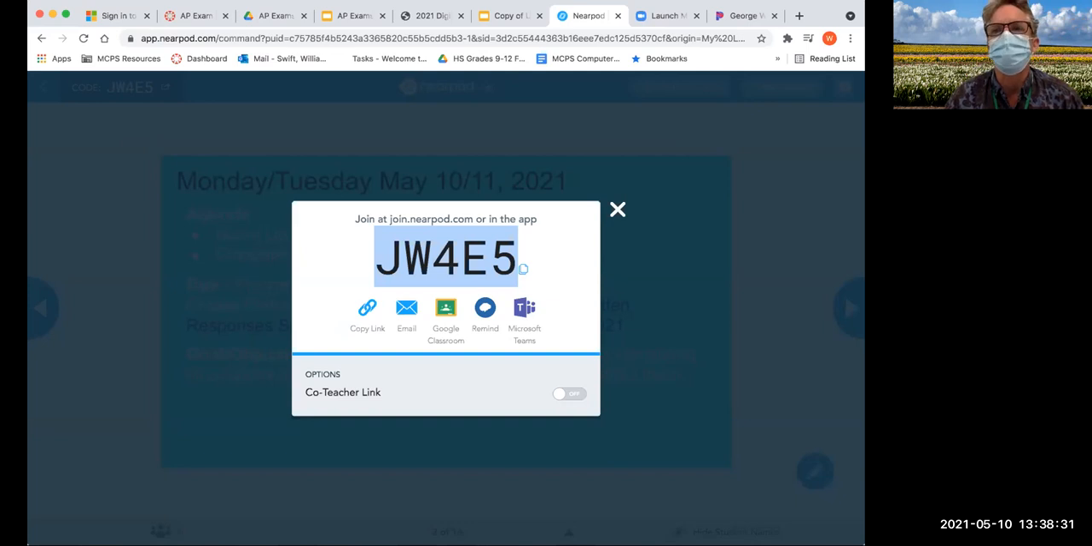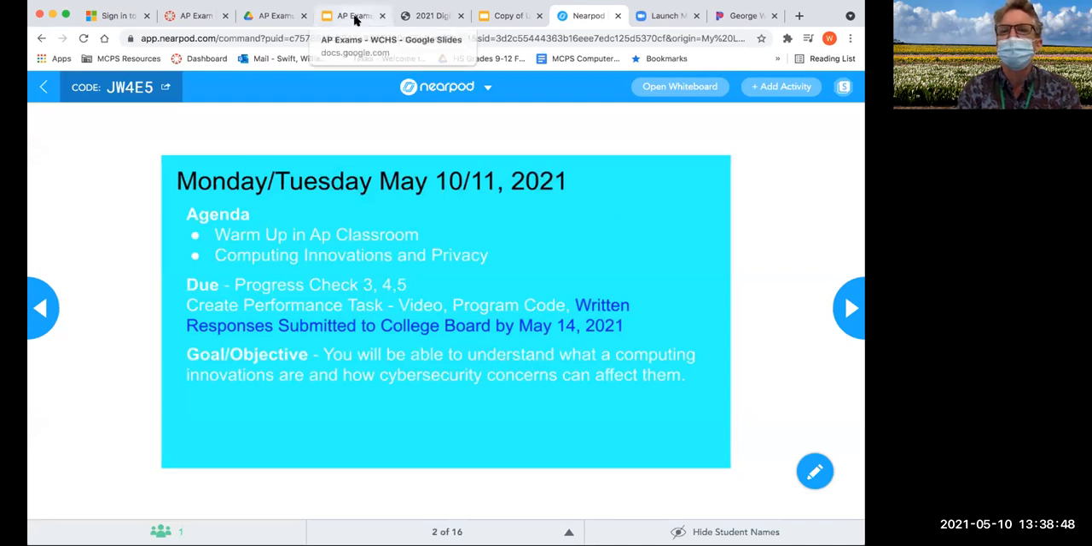Okay, this just allows us to have some better collaboration boards. You'll see this is a fun unit. It's some interesting tips and tricks. All right, is everyone in their Nearpod? Anybody have problems? You can always just look at the slides if you want, but it's easier in the Nearpod to do the collaboration boards. Okay? Oh, actually, we're not going to do this. We haven't done our warm-up. So we have a warm-up. We're doing the innovations. Our objective is that you will be able to understand what computing innovations are and how cybersecurity concerns can affect them.